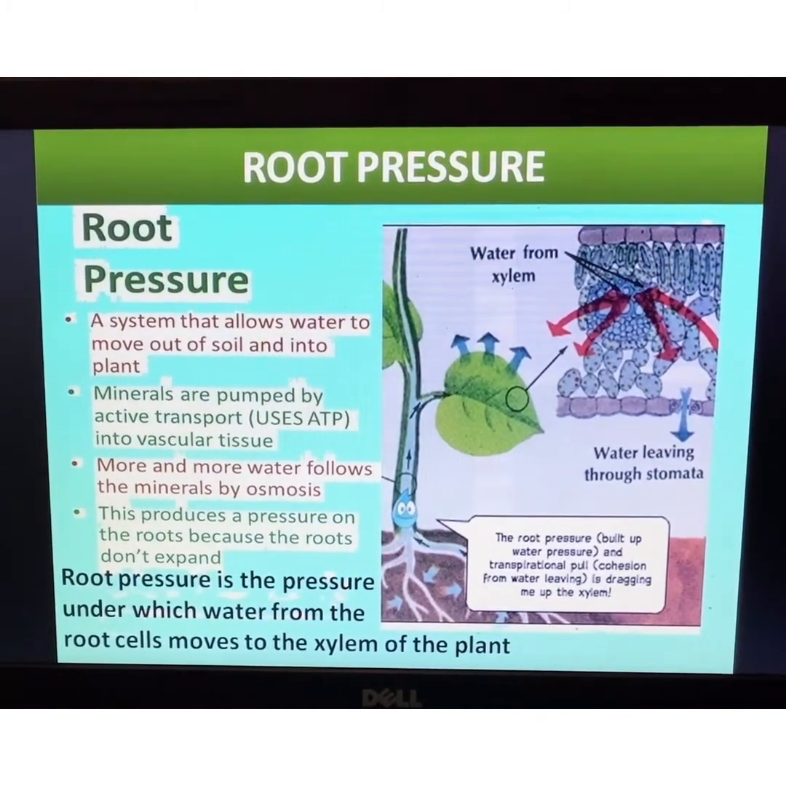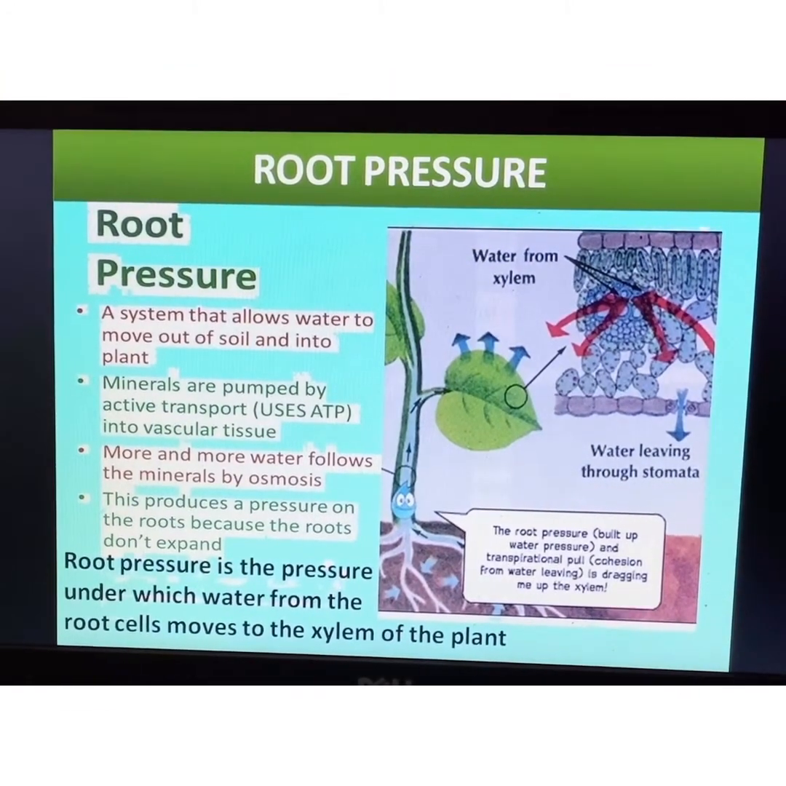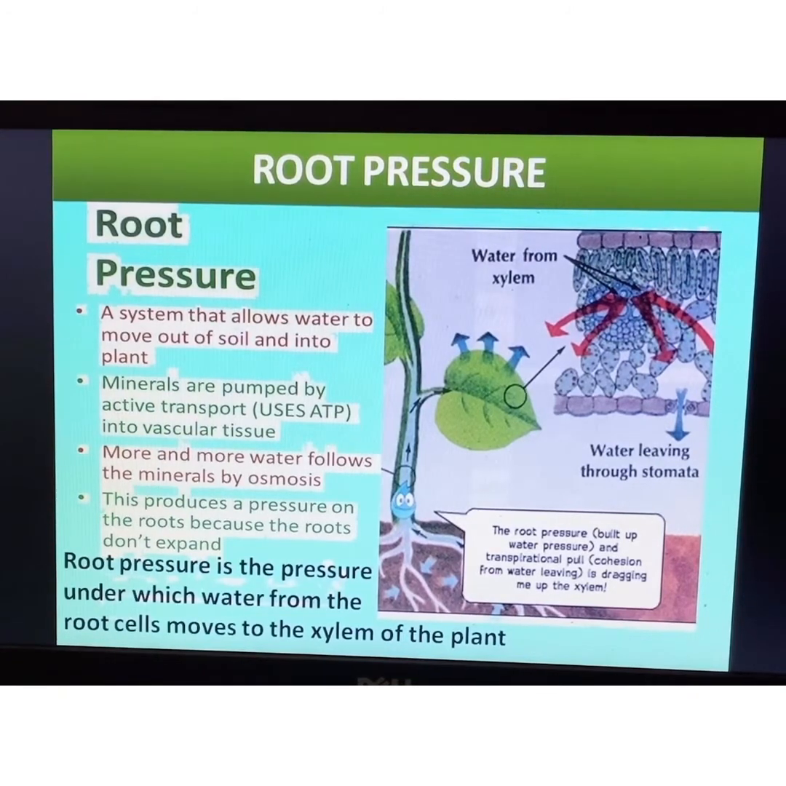I remember telling you clearly, in active transport we utilize ATP, the energy currency of the cell. I hope you remember the full form of ATP, adenosine triphosphate, right? So the minerals are pumped by active transport into the vascular tissue, and minerals will not be all alone, they will be dissolved in water. As the minerals are taken in, the water will also be taken along with them.